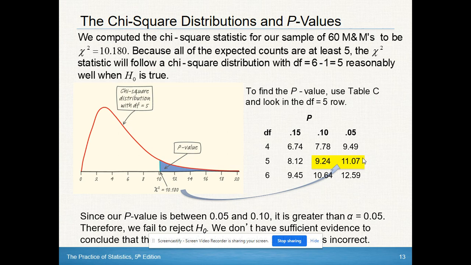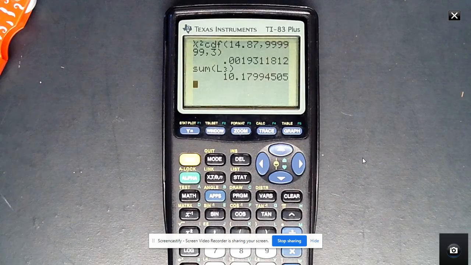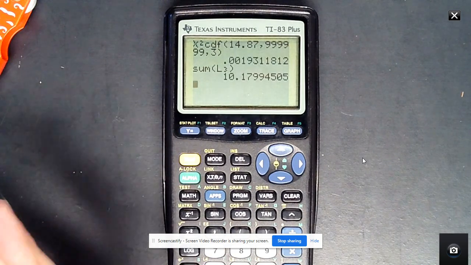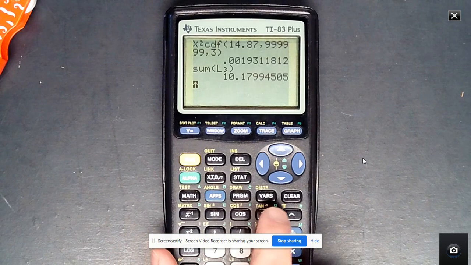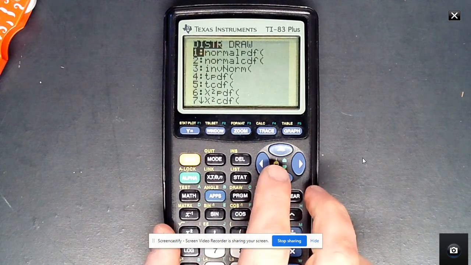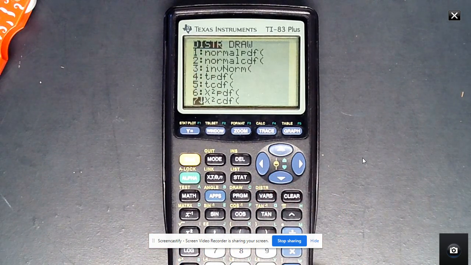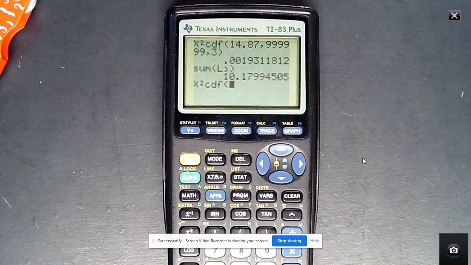Now, here's how you can do it using the calculator. So remember that value, 10.18. So let's go back here. So what we do is, because it's a distribution, it's the chi-squared distribution, we want to go here to where it says distribution. So second, distribution, and then we're going to scroll down to number 7, which is the chi-squared CDF. And we're going to put in 3 values. So the first value is our test statistic, which was 10.18.